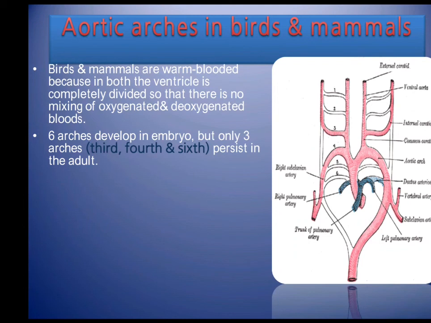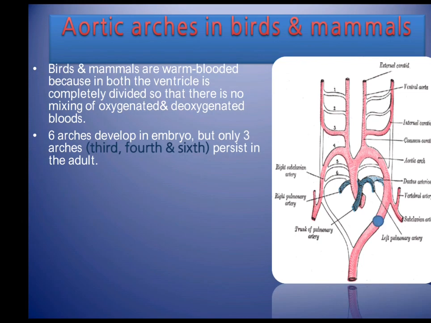Now here the sixth arch develops in the embryo, but only three arches, the third, fourth and sixth, persist in the adult. So again we have the six arches, the primitive plan in the embryo, but only three arches will be functional in case of the adults.